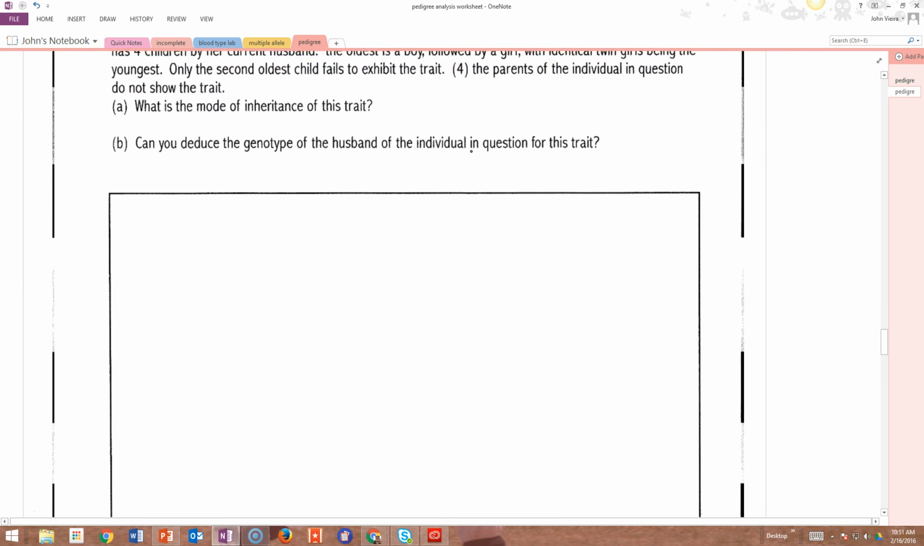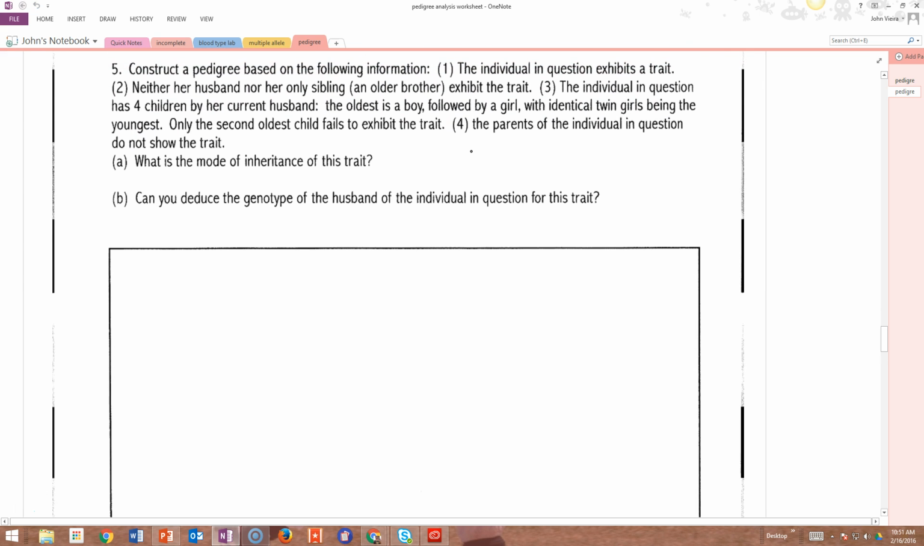All right. This one is just a word problem. You just have to be paying attention. Number one, the individual that we're looking at exhibits a trait. So we're going to have to shade this person in. She is a female, and she exhibits the trait. Neither her husband nor her only sibling and older brother exhibit the trait. So her husband does not exhibit the trait. She has an older sibling, so it's to the left, right? We go oldest left to right. It's a brother, so it's a square, and he does not exhibit, so we don't shade him in.